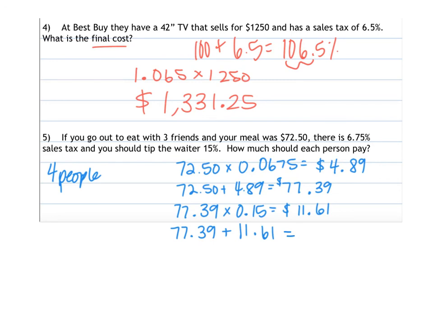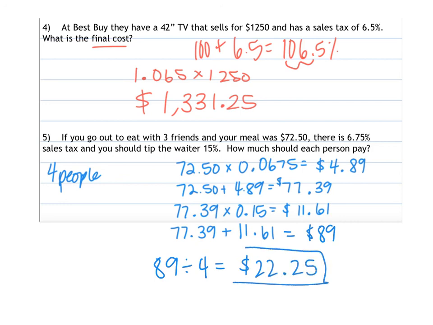Okay, so $77.39 plus $11.61, which is an even $89. And again, I think it means you go out to eat with 3 friends. So your 3 friends and you, which is a total of the 4 people, and then you're going to split the $89 between the 4 people. So 89 divided by 4, which would be $22.25 that each person would pay.